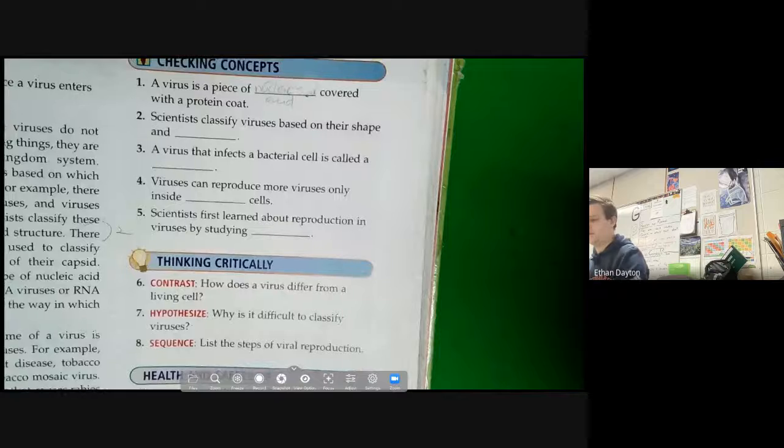Now I know they had 5 steps on page 128. I combined step 3 and 4, just because you can. The cell membrane. All right, so burst viruses. Thank you. Everybody good there? Okay, quick little supplemental lesson on viruses.